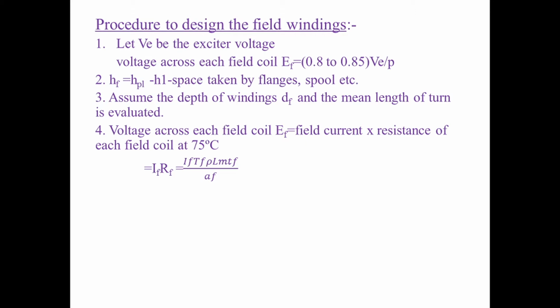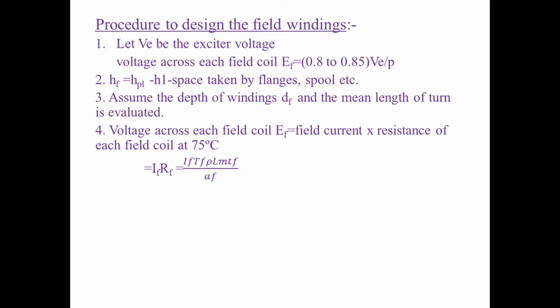And what is the fourth step? The fourth step is the voltage across each field coil, that is EF. The voltage across each field coil EF is calculated as field current into resistance of each field coil at 75 degree centigrade, because the temperature inside the machine will be higher. So EF is equal to IF into RF, where IF is the field current and RF is the resistance of each field coil at 75 degree centigrade.